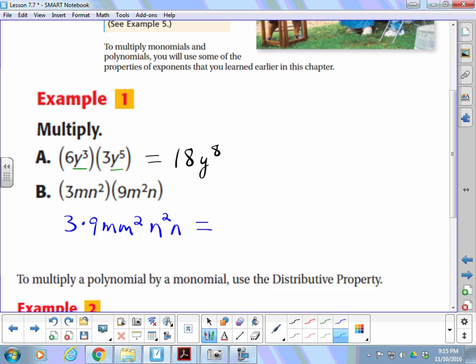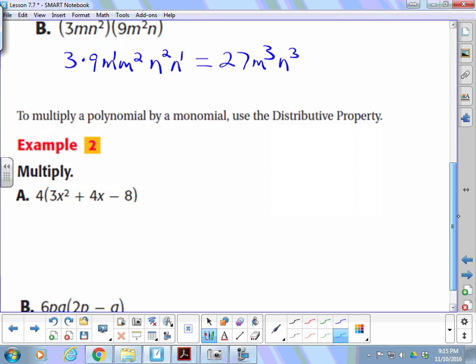So 3 times 9 is 27. M times m squared, we add the exponents. So we have 1 plus 2 gives us m to the third. And the same thing here, n squared times n to the first. We add the exponents and we get n to the third also. So when you're multiplying monomials together, we multiply the constants together. Then we multiply the like variables together, and we use the rule of exponents and add those powers together.